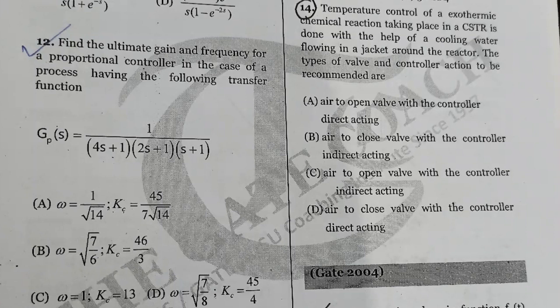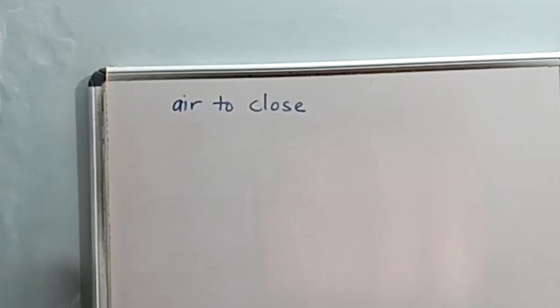So what should happen if there is some failure, right? So if it is an exothermic reaction with flow of cooling water, so already I told you we have to use what? Air to close or open, right? If it is a failure condition, it should be open. So it should be what? Air to close valve, right? It should be air to close valve. Now, the only question is what should be the type of controller, right?